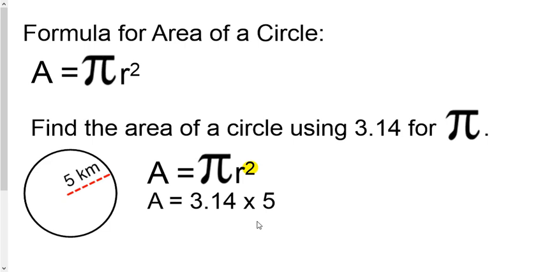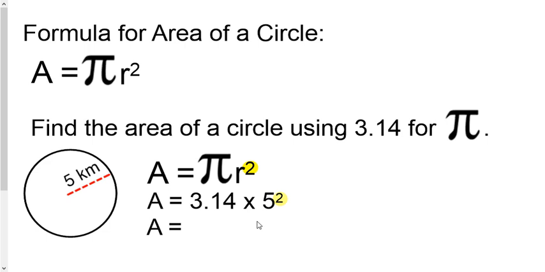Now, the other thing not to forget is that the r is raised to the second power. It's squared. So we got to take the radius value of the 5 and raise that to the second power. That does not mean 5 times 2. That means 5 times 5. So be very careful there.